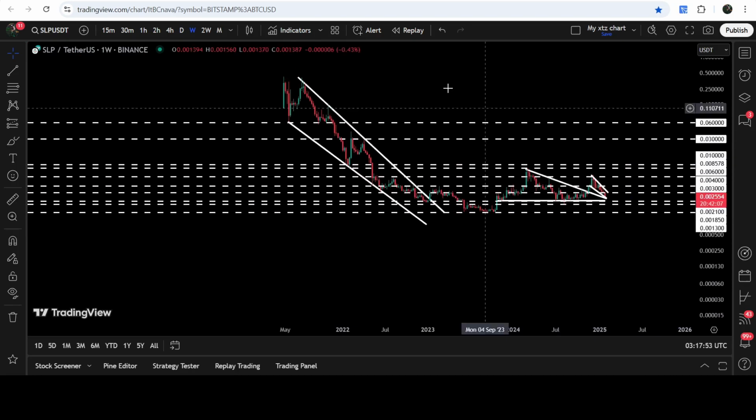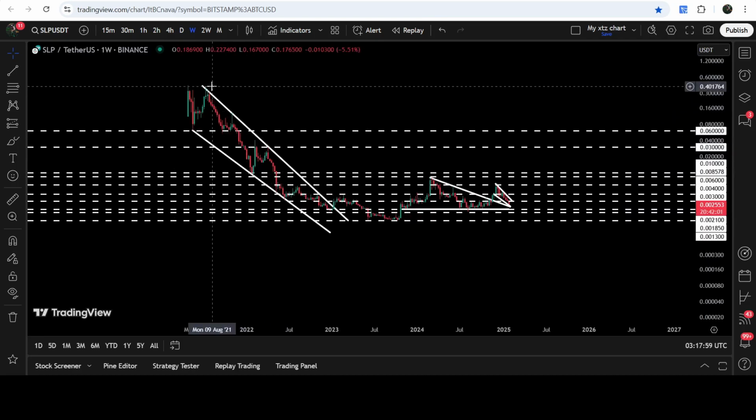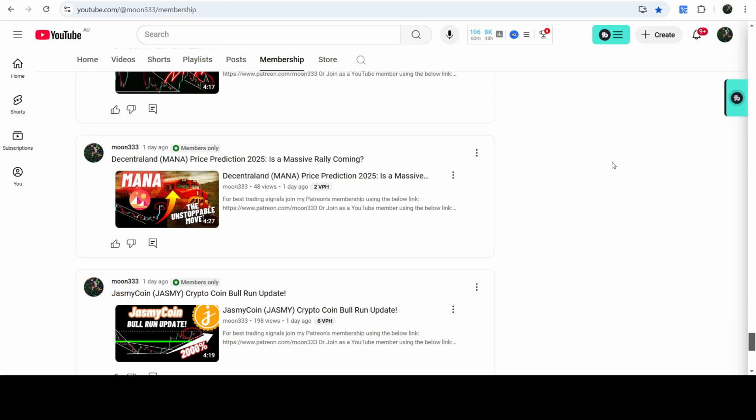Now, if you take a look at the long-term target for the breakout from this big and long-term falling wedge pattern, that move is still due, and that target can be here at the top of this wedge, approximately at 40 cents. This was the update so far.